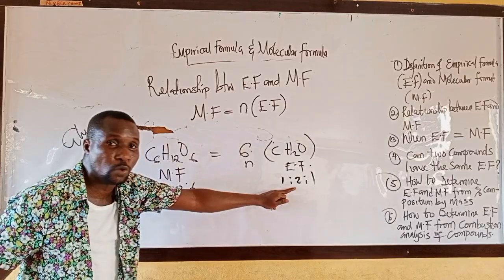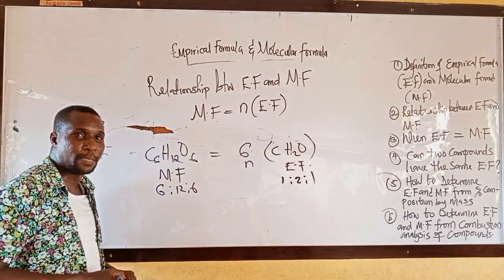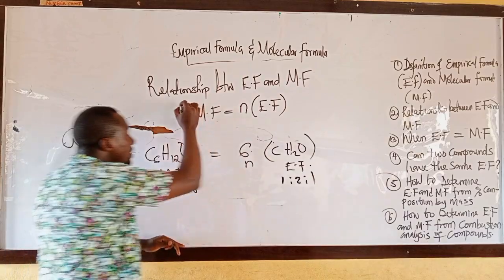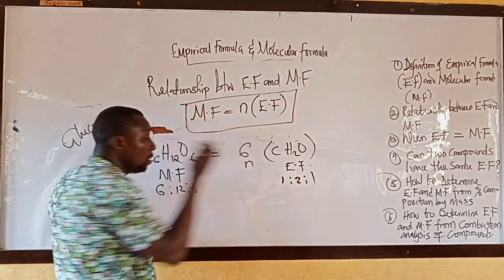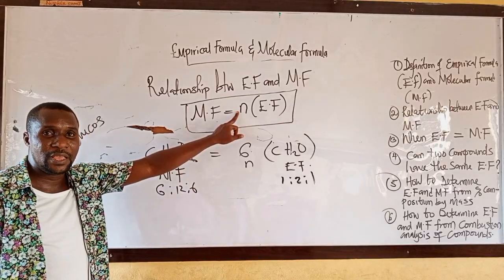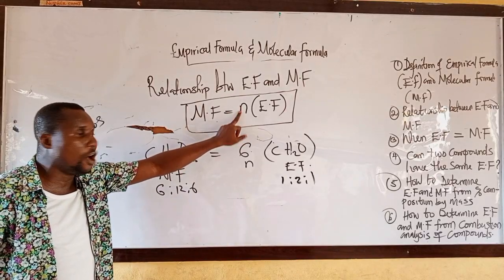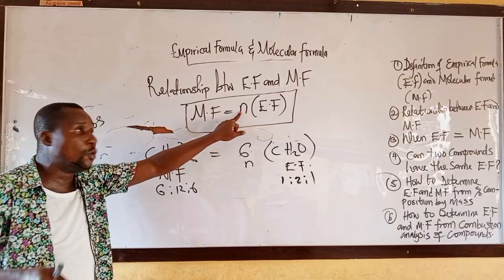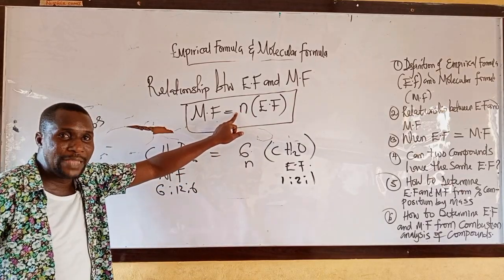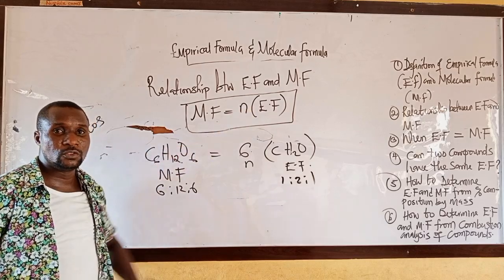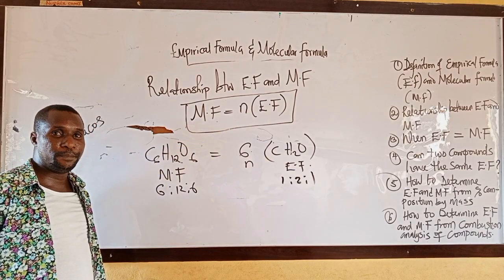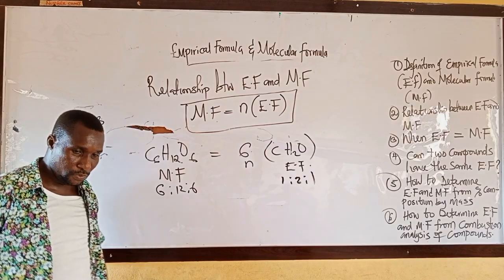6:12:6. The simplest one is what? 1:2:1. That is the empirical formula. And this is the relationship between what? Molecular formula and empirical formula. I'm giving you the meaning of N. I say N is the ratio of molecular formula to empirical formula, or the ratio of molecular weight or molecular mass to empirical weight or empirical mass. Take note of that.